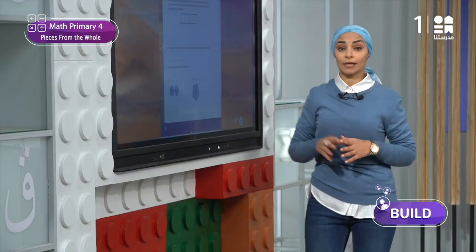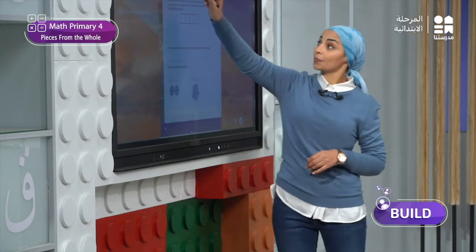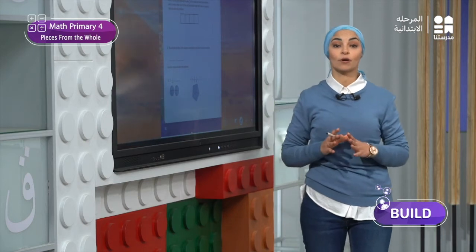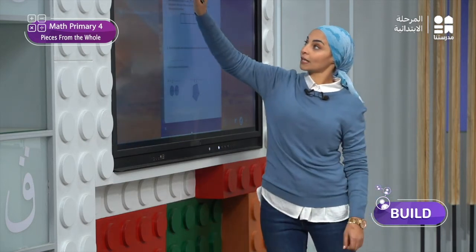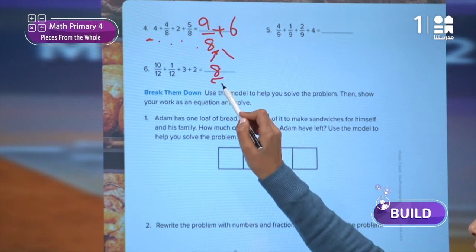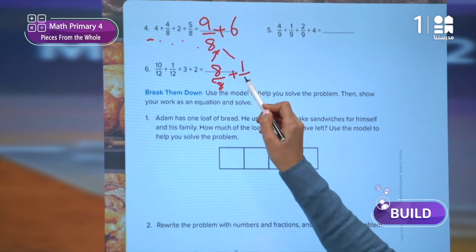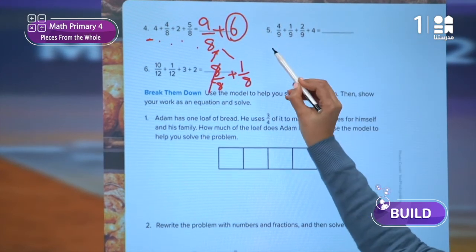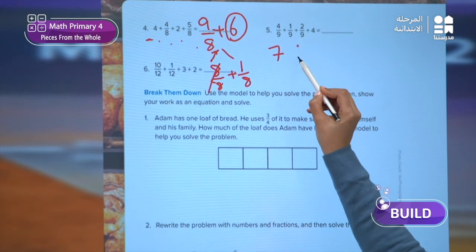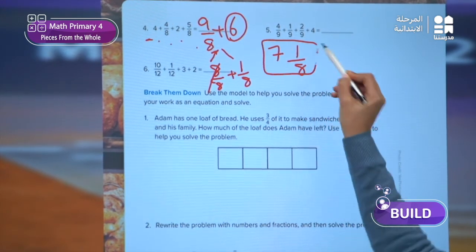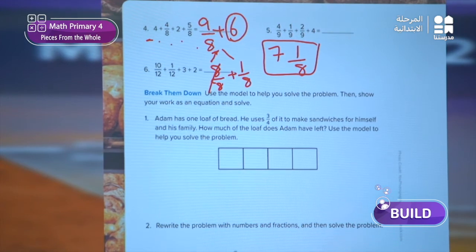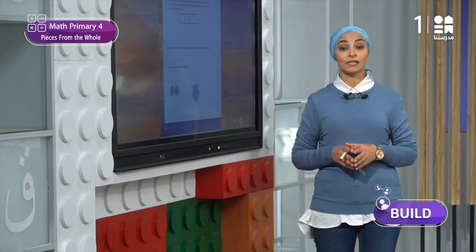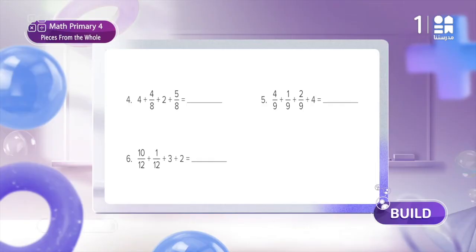Should I keep it as it is? No. Here is an improper fraction, so I must make the improper fraction a mixed number, like every time. 9 over 8 has a whole number, which is 8 over 8, plus 1 over 8. 8 over 8 is a whole number, so I will add it to the 6. So my answer is 7 whole numbers and 1 over 8, and this is the mixed number. Okay, and now let's move to problems number 5 and 6. You will solve them in the same way.